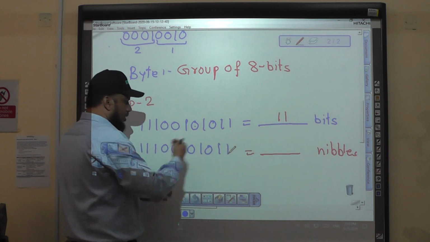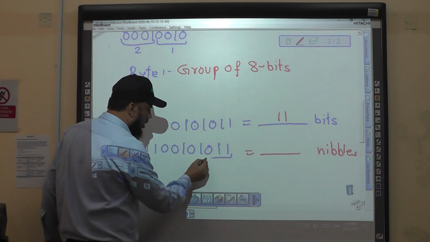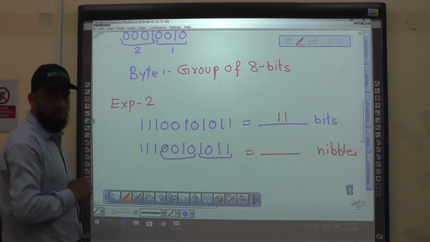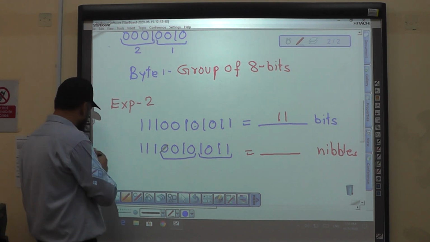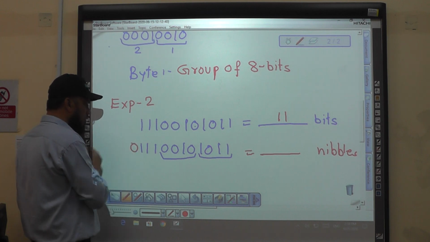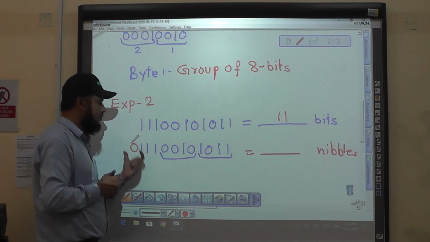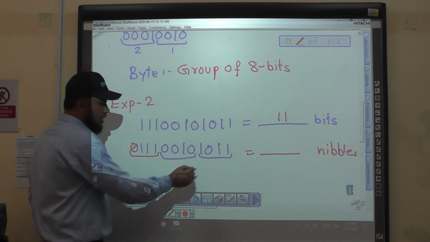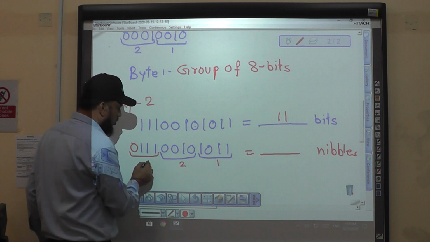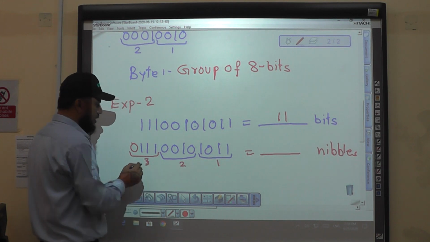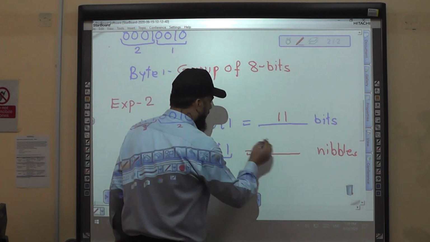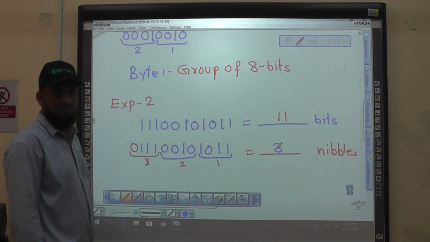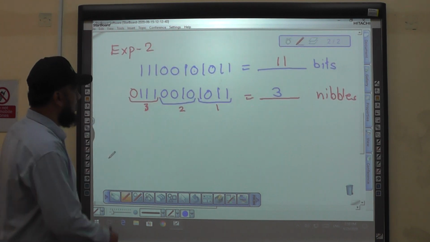So make a group from the right, 4 digits, one group, 4 digits, another group. Remaining we have the 3. So what we will do? We will add only 1 0 to make the group of 4. So this will be another one more group. So group 1, group 2, group 3 of 4 bits. So this is called 3 nibbles.